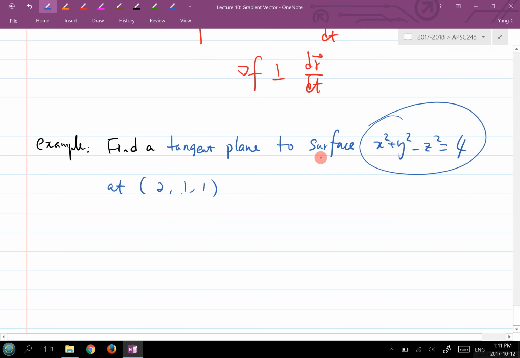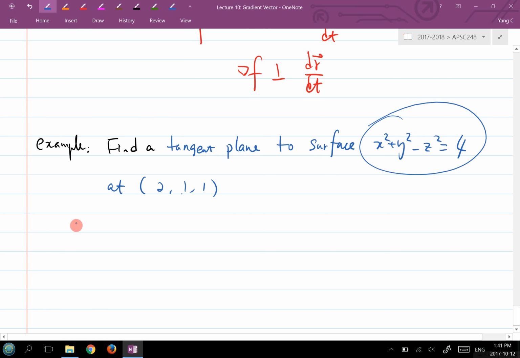Okay. How do I find the tangent plane? So back to the same point. How do you find a plane equation? You need the point on the plane. You also need what? A normal vector to the plane. And we just proved that a candidate normal vector to the tangent plane is the gradient vector. So we just need to find a gradient vector for this surface right here.